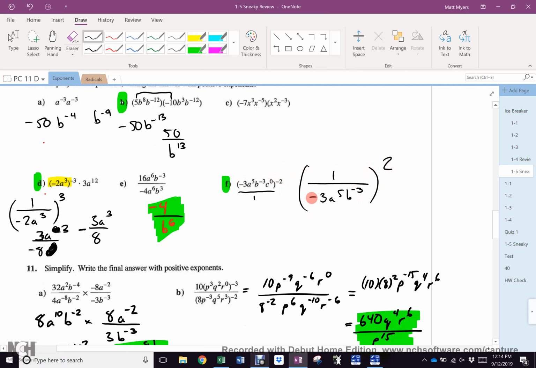Is this negative with the base going to be squared? Is that part of it? So is the answer going to be positive or negative? Positive, because I have negative 3 squared. Negative 3 times negative 3 is positive 9. So I have 1 over 9, a to the 10th, 2 times 5, b to the negative 6. What there is not allowed? Anthony? Your b to the negative 6. Right. So it has to move back up to the numerator, not a to the 10th.